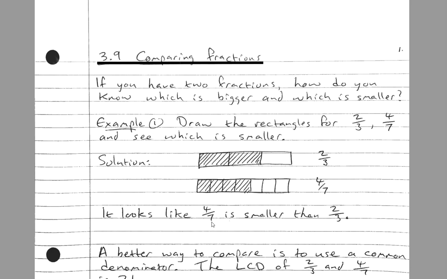So it looks like 4/7 is smaller than 2/3 from the picture. You can see that's less shading. Even though these numbers are bigger, so 4 is bigger than 2 and 7 is bigger than 3, it still looks like a smaller fraction. But this is just helping us understand, and maybe not a good way to compare fractions.